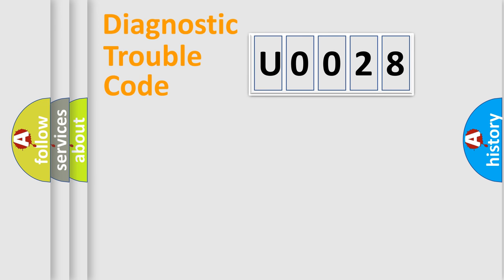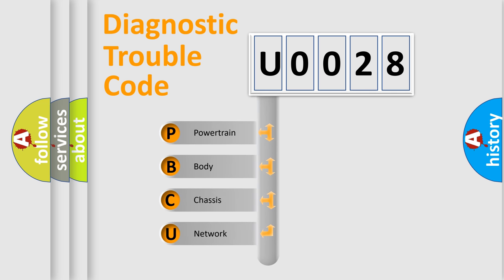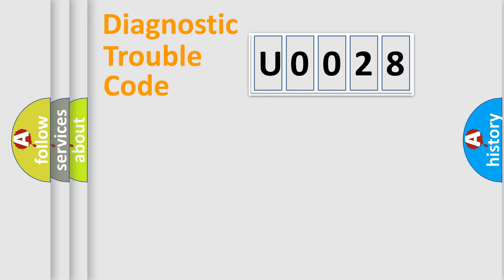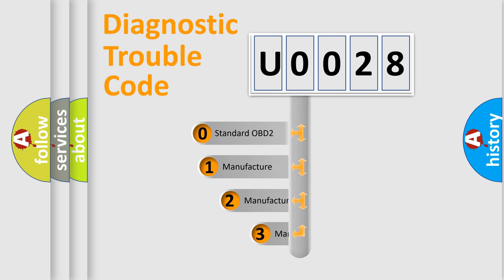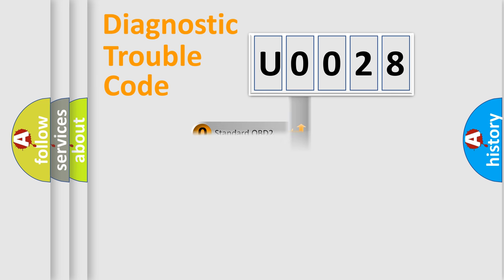Let's do this. First, let's look at the history of diagnostic fault code composition according to the OBD2 protocol, which is unified for all automakers since 2000. We divide the electric system of the automobile into the four basic units: powertrain, body, chassis, network. This distribution is defined in the first character of the code. If the second character is zero, it is a standardized error. In the case of numbers 1, 2, 3, it is a more specific expression of a car-specific error.